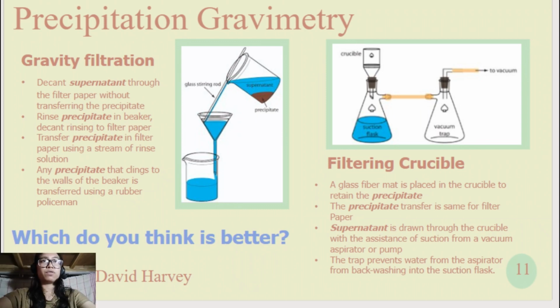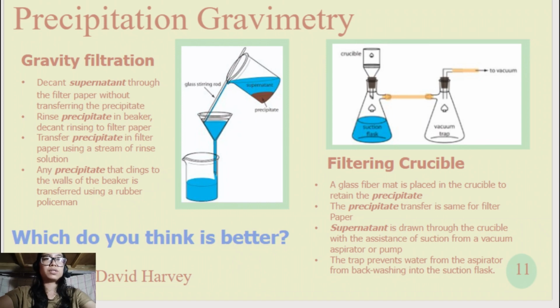Gravity filtration involves folding filter paper into a cone and placing it in a funnel. To seal, dampen the paper with water or supernatant, increasing filtration rate. Precipitate is transferred through decanting and rinsing until no precipitate is left in the beaker. A rubber policeman is used to transfer any clinging precipitate to the filter paper.